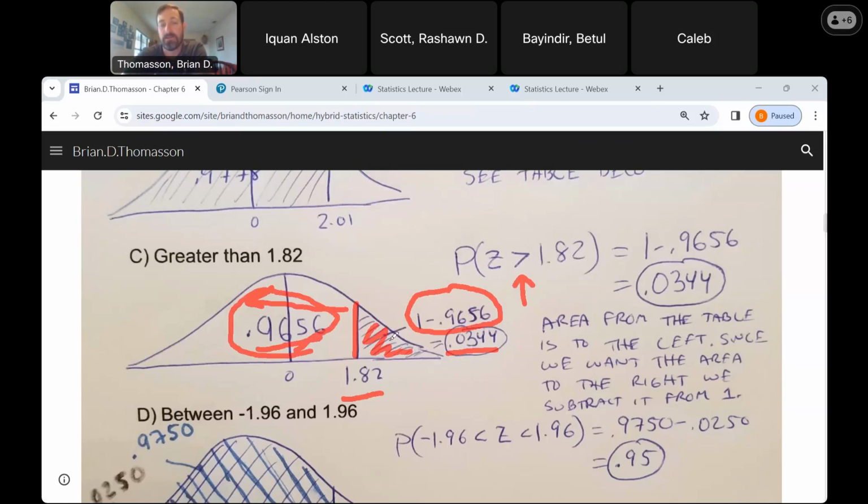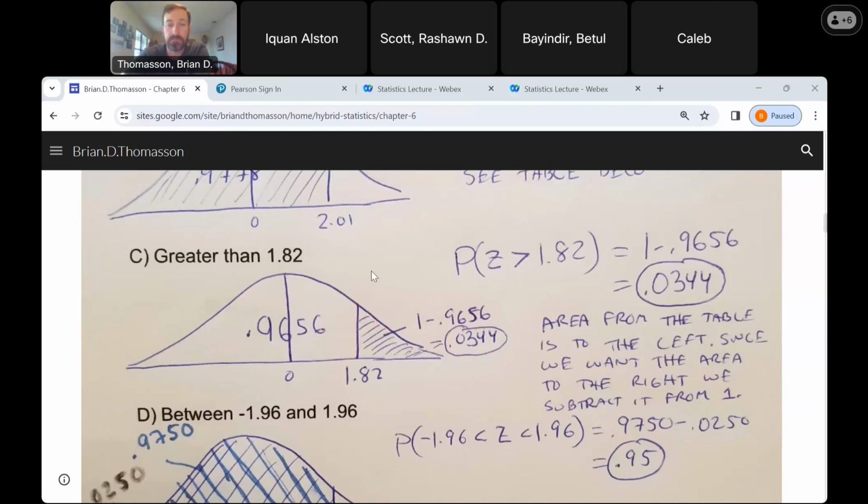We're looking for the area to the right. You gave the area to the left. And that's where the mistakes occur in this chapter. Okay, so make sure you know what you're looking for. Are you looking for the area to the right or left? And the best way of doing that is just sketch it out so that you know what's happening.